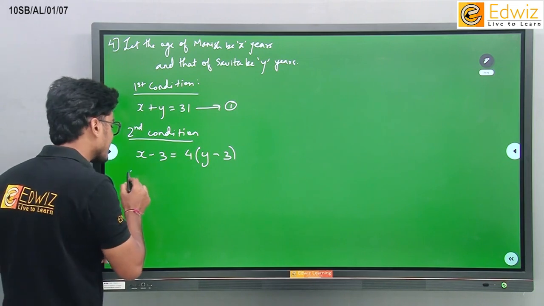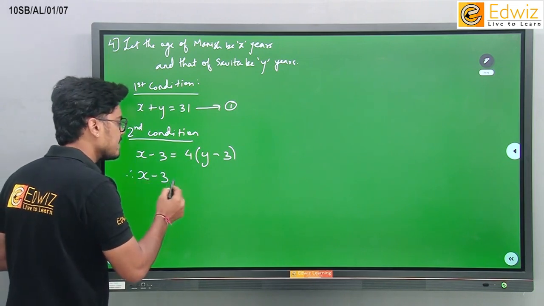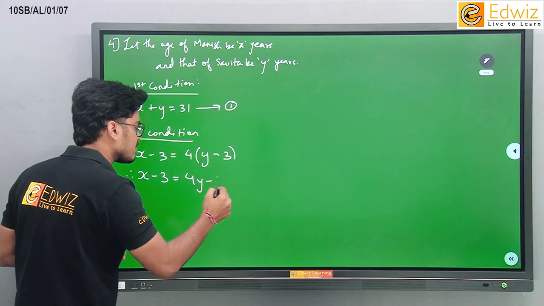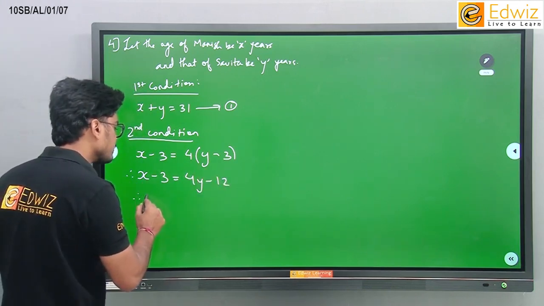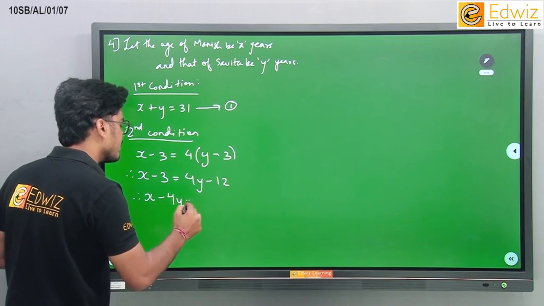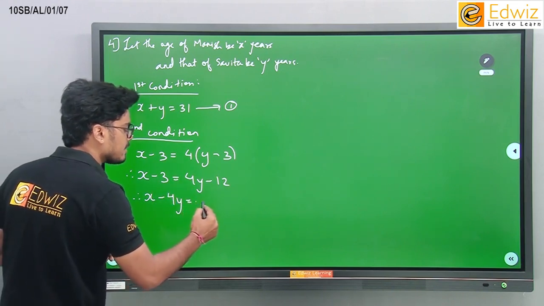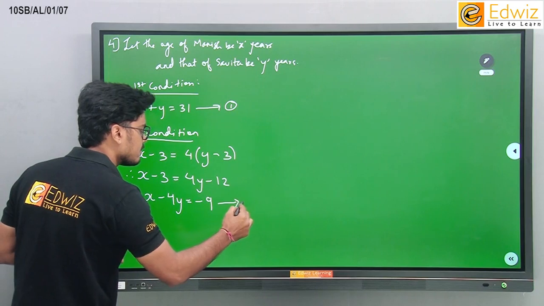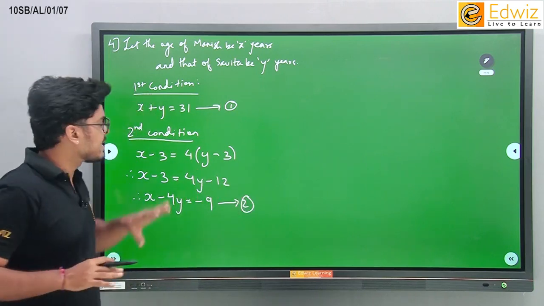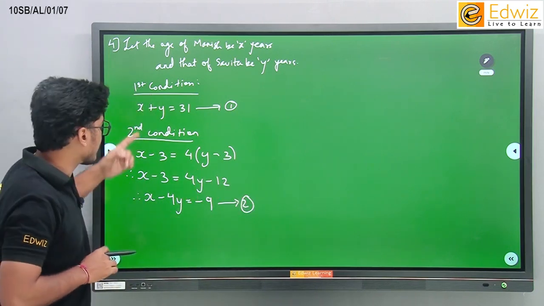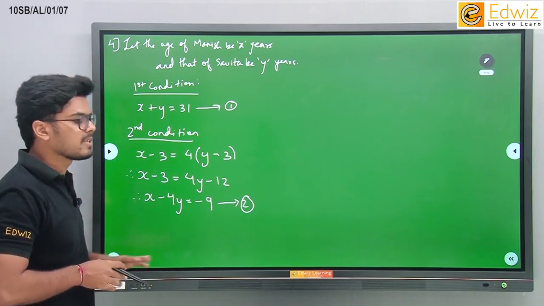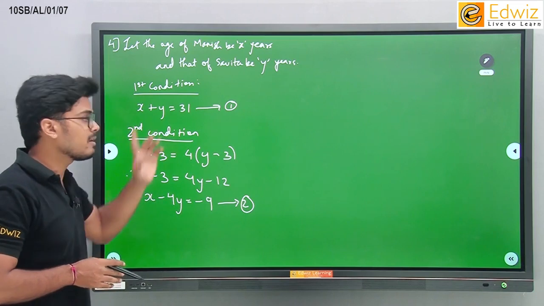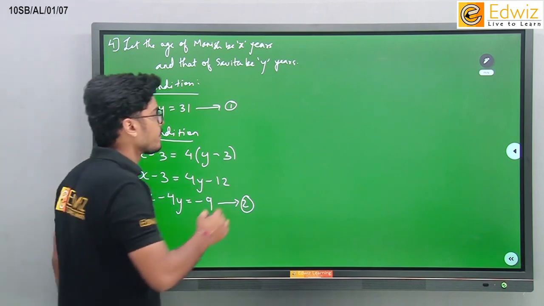Let us simplify it a bit. So x minus 3 equal to 4y minus 12, 4 3s are 12, bring 4y here and 3 there. So x minus 4y equal to 3 minus 12, that is minus 9. This is the second equation. Now these are very simple equations to solve because the coefficient of x is already the same in both. We will just subtract the first equation from the second one or the second one from the first. We will get the answer. Let us do that.